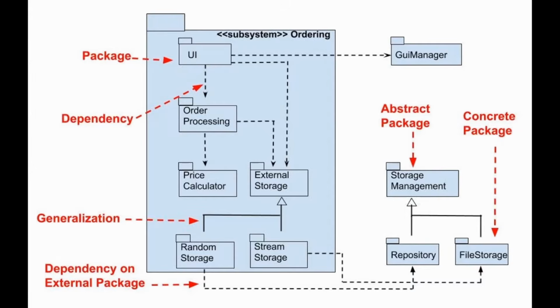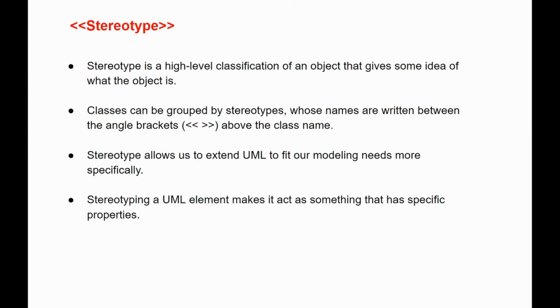Now, what does this word stereotype actually mean? A stereotype is a high-level classification of an object that gives some idea of what the object is. Classes can be grouped by stereotypes. Their names are written inside the angle brackets above the class name. A stereotype allows us to extend UML to fit our modeling needs more specifically. In other words, stereotyping a UML element makes it act as something that has specific properties.